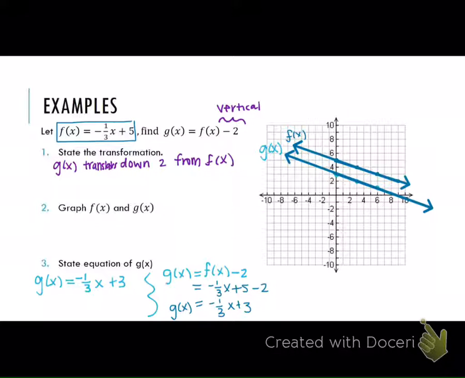Yes, Gina? What 5? The one here? Yeah. f of x is negative 1/3 x plus 5. So I just replaced f of x with that, and then I took 2 away from it. Okay, does that make sense? Yeah. Other questions?